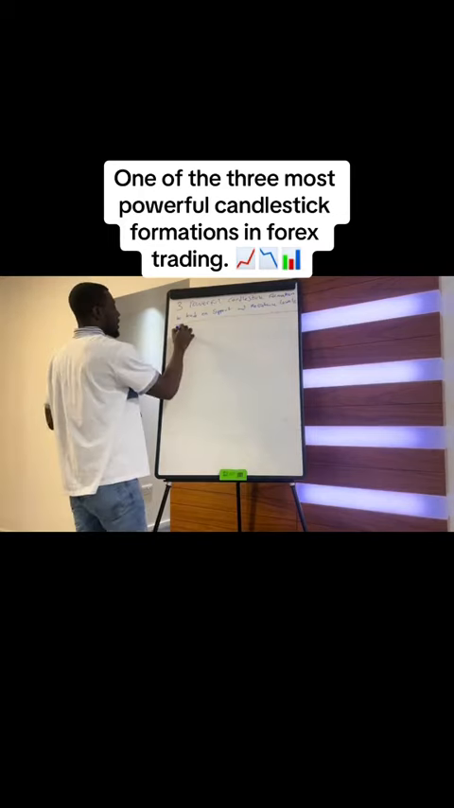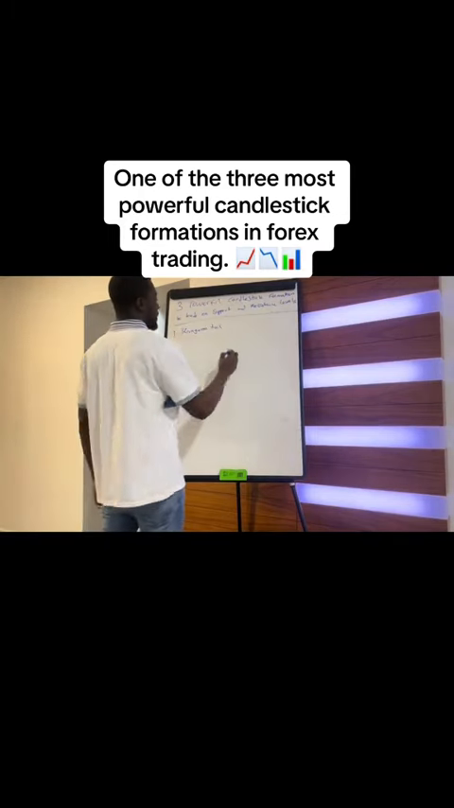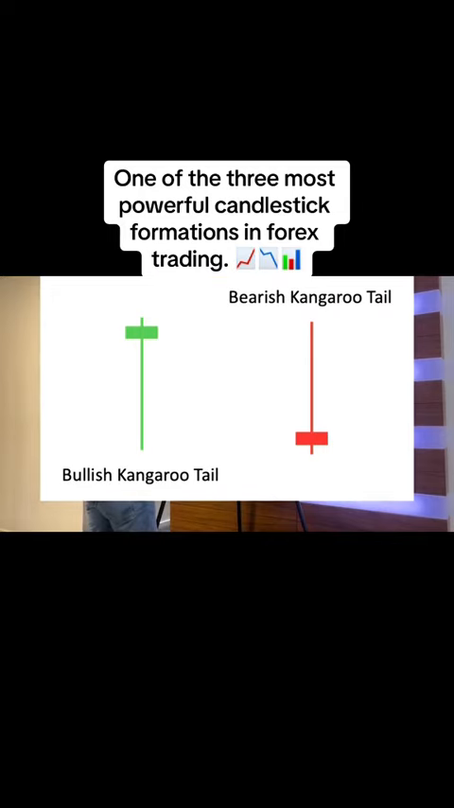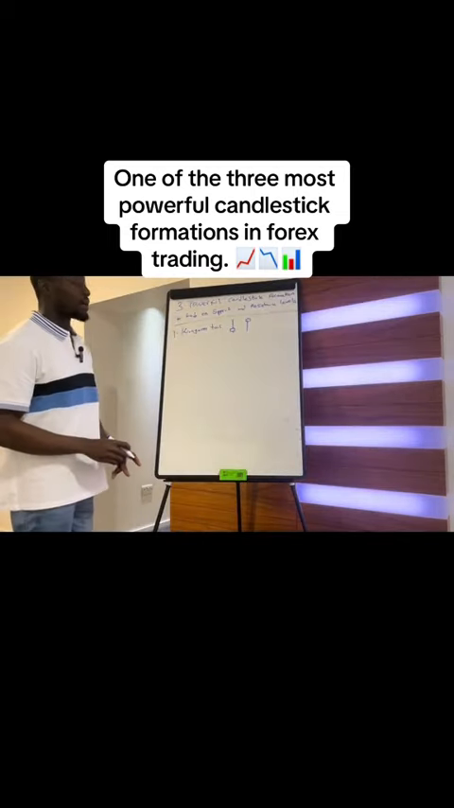The first one is kangaroo tail, and then it's something like this. That is a bearish kangaroo tail, and then this one is a bullish kangaroo tail. Others also call it a hammer.